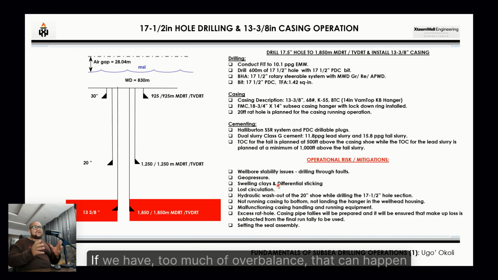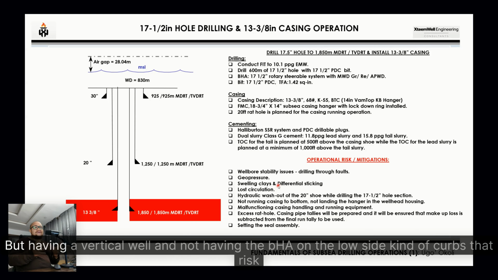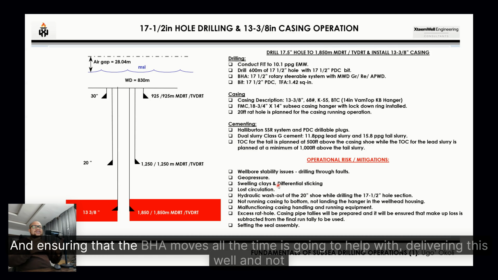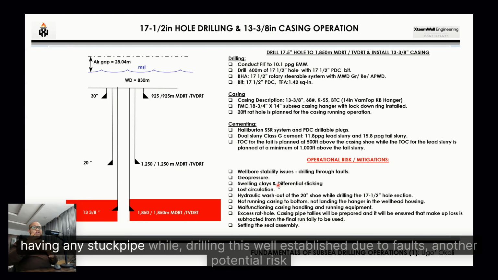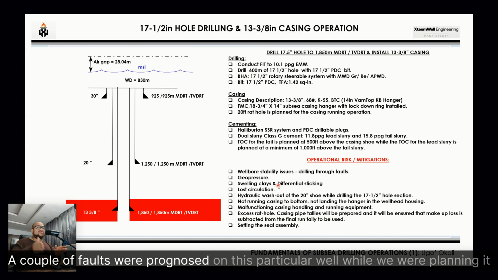Differential sticking, if we have too much overbalance, that can happen. But having a vertical well and not having the BHA on the low side kind of curbs that risk, and ensuring that the BHA moves all the time is going to help with delivering this well and not having any stuck pipe while drilling this well. Wellbore stability issues due to faults, another potential risk. A couple of faults were prognosed on this particular well while we were planning it.